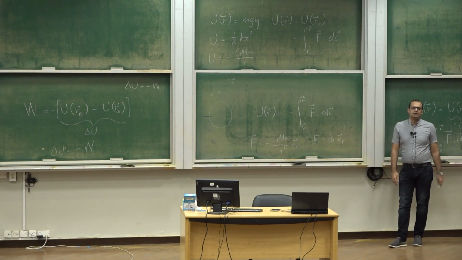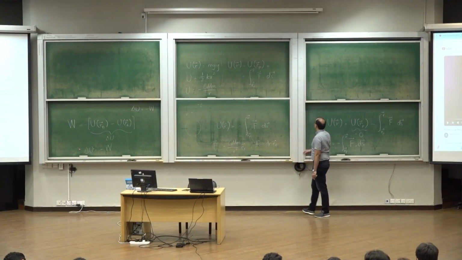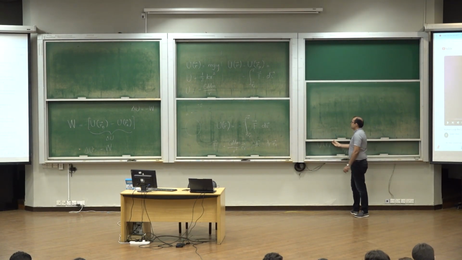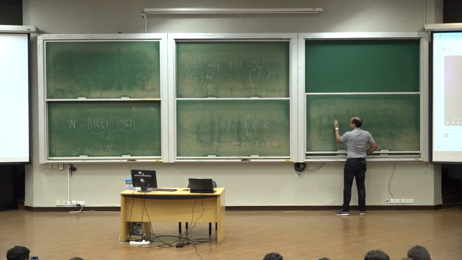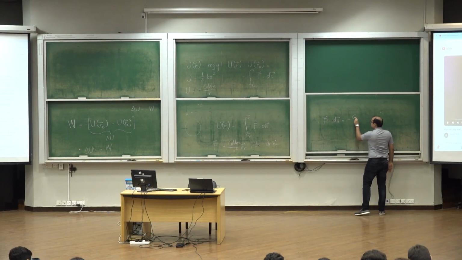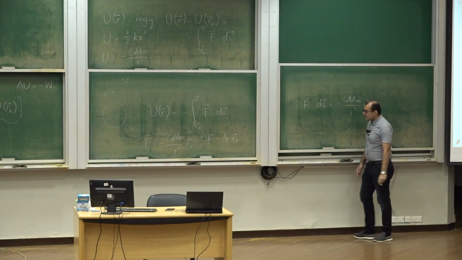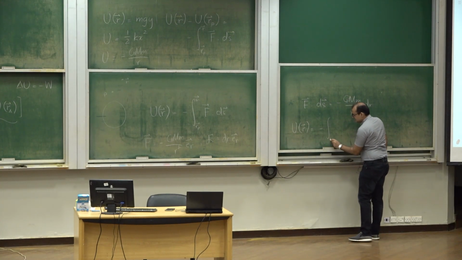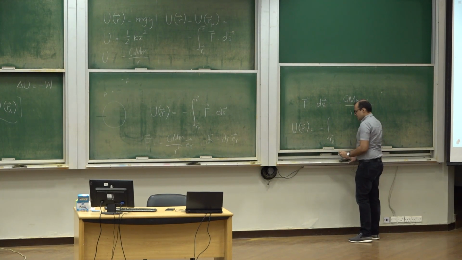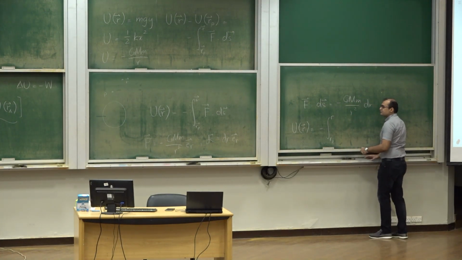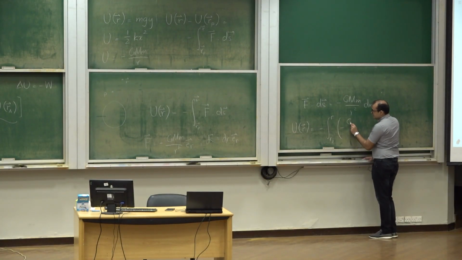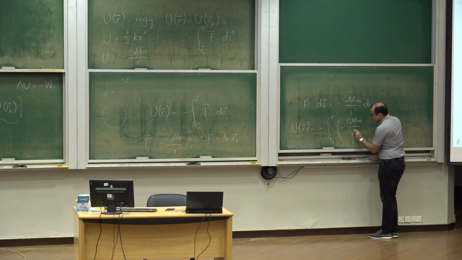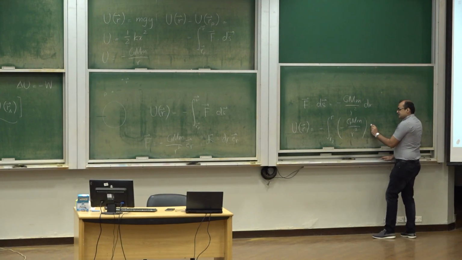Just like that. And then what will you get from F dot ds? So F dot ds in this case will be equal to minus GMm over r squared dr. And then the potential energy function at the point that you're looking at equals minus the integral from the reference point's radius to the value of r where you calculated, of minus GMm over r squared dr.